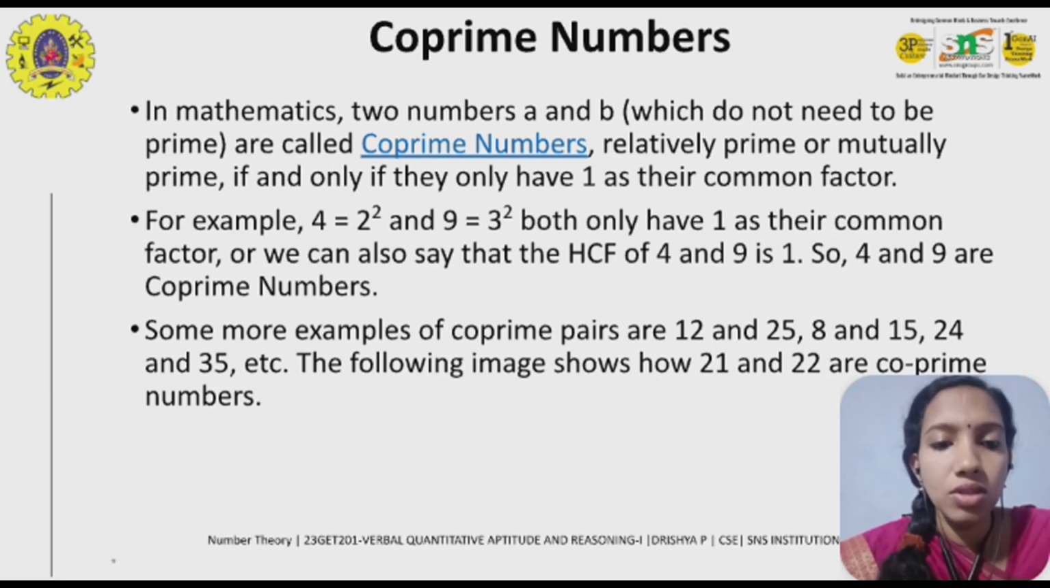So 4 and 9 are co-prime numbers. Some more examples are 12 and 25. 12 and 25 have only 1 as the greatest common divisor, and 8 and 15 you can check out. Okay, thank you.